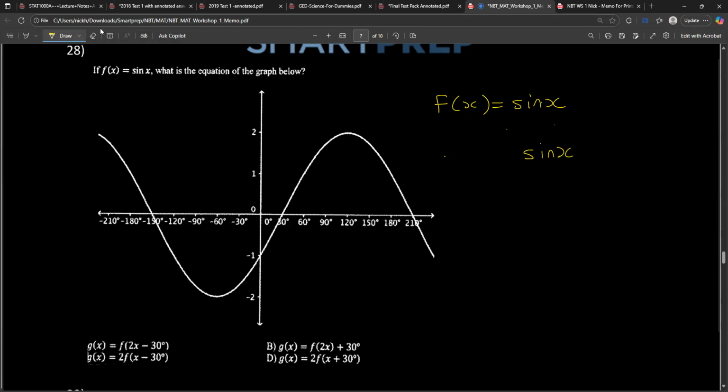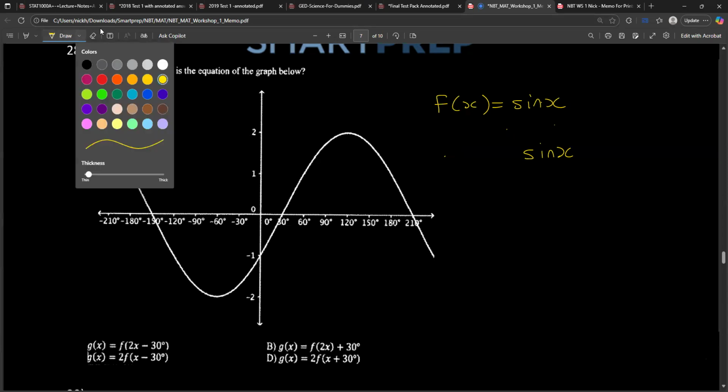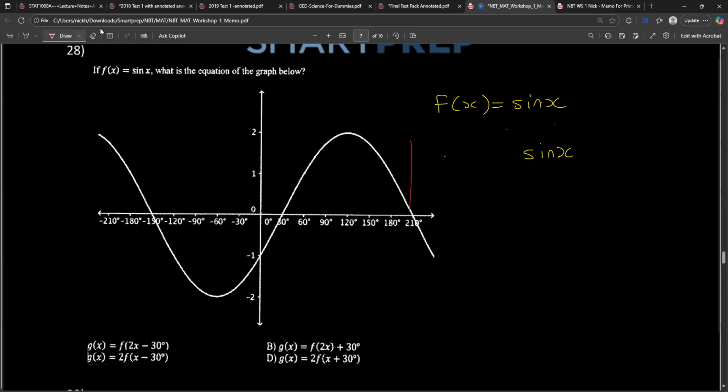Okay, and what I'm going to do is adjust it according to this graph. When you have a 2, if this is 2, what that means is there's a 2 in front of the sine x.